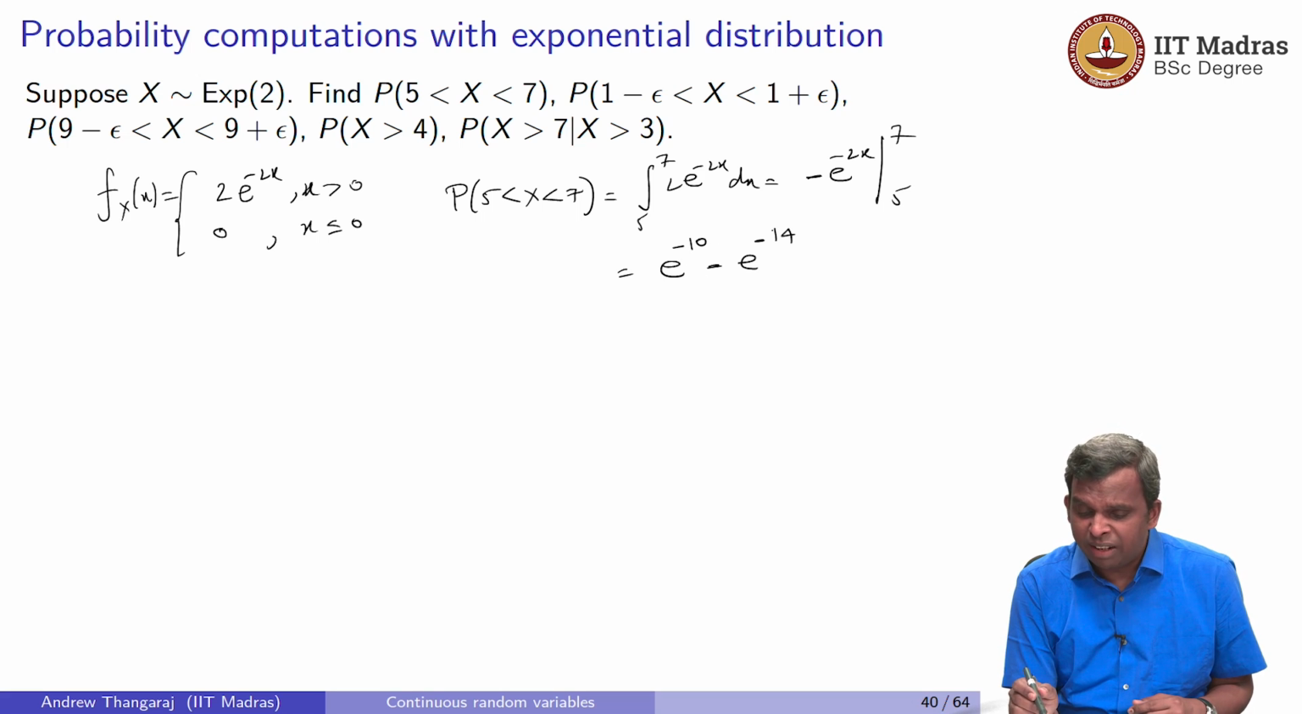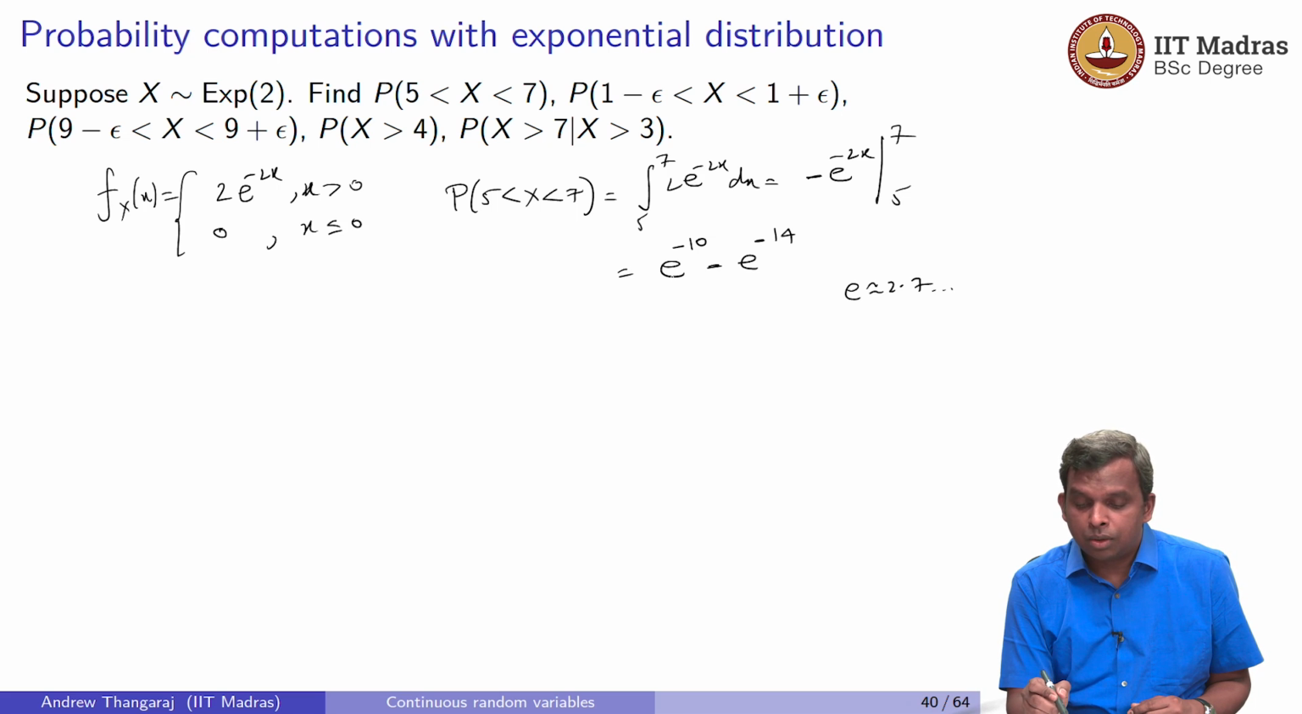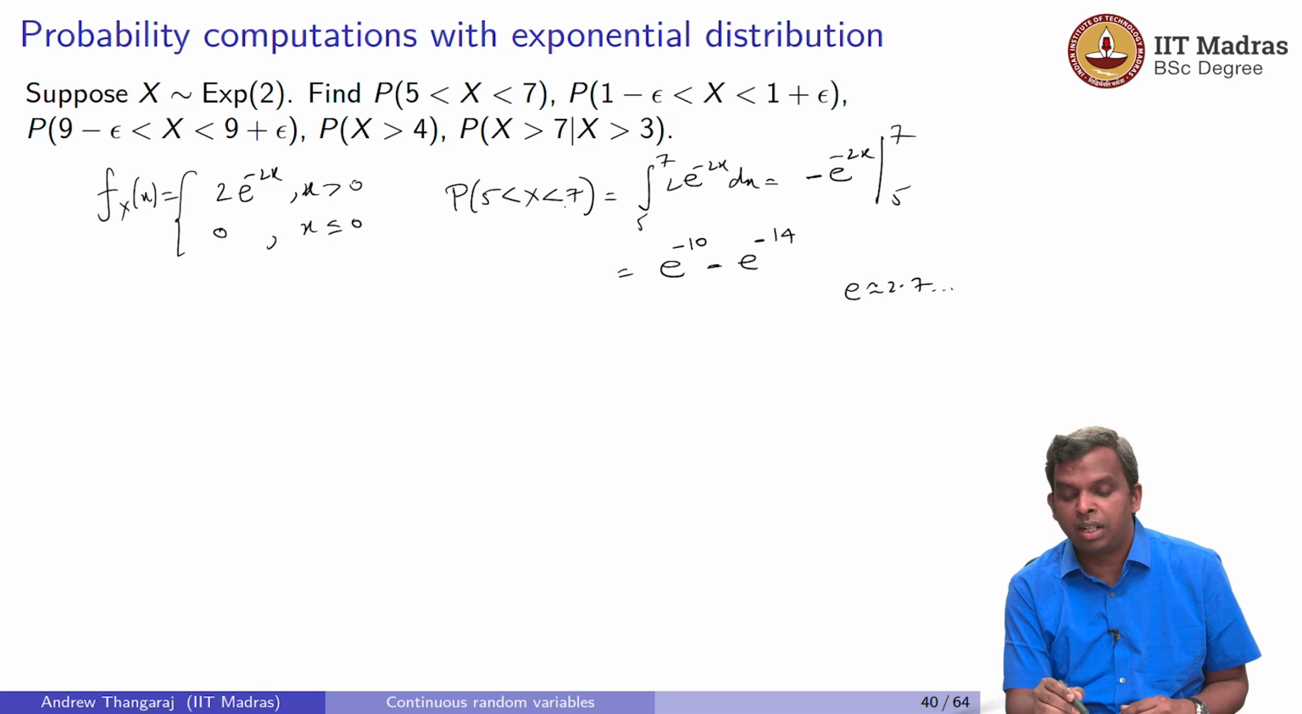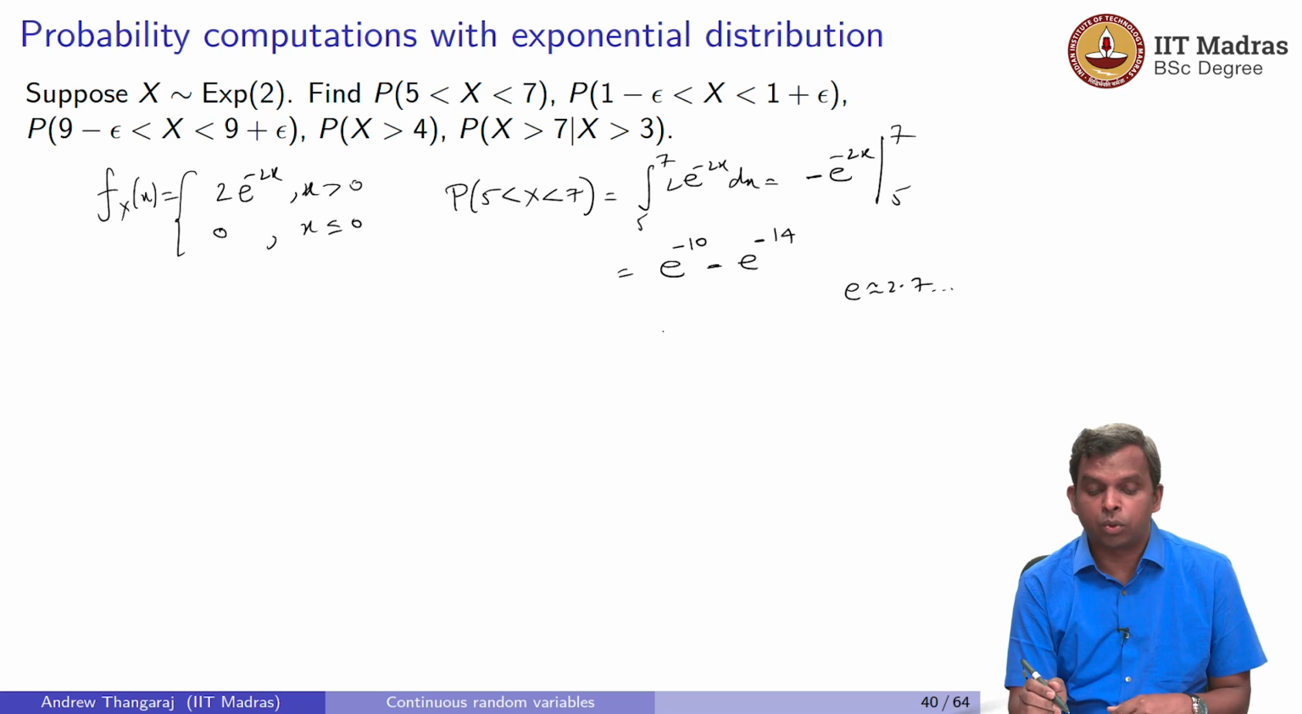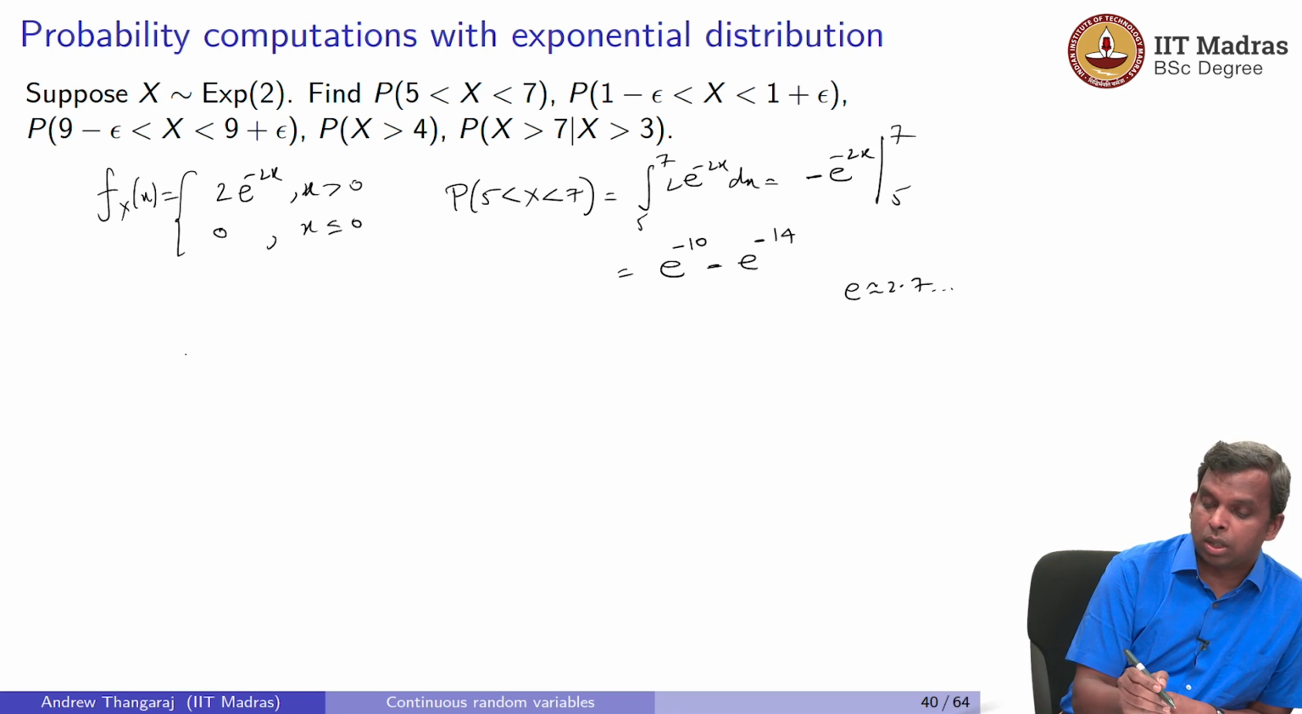You see, this is already very small, e power minus 10. Remember e is roughly 2.7, so e power minus 10 is already like 1 by 1000. And e power minus 14 is very, very small. So this whole thing is a small probability that x falls between 5 and 7. It decays quite rapidly.